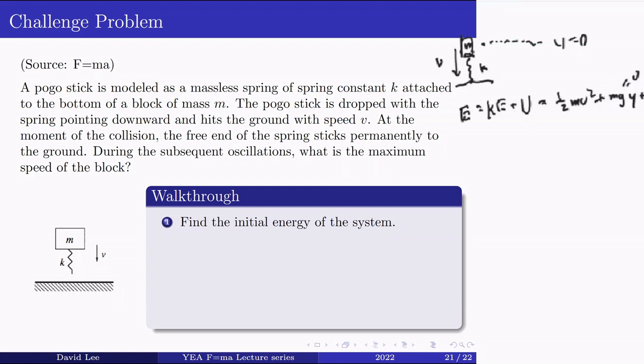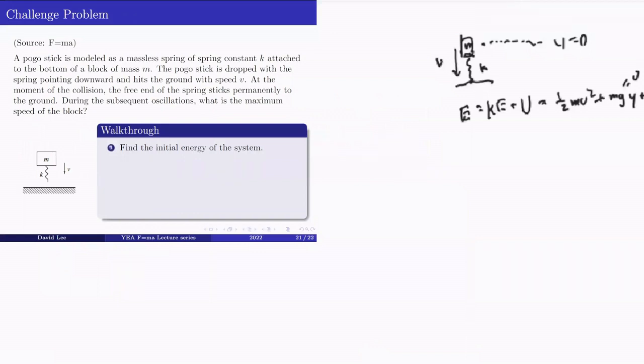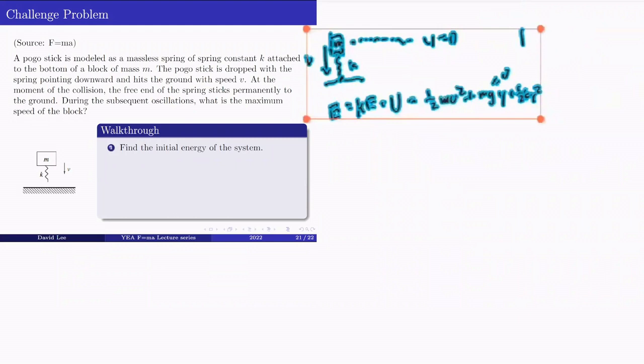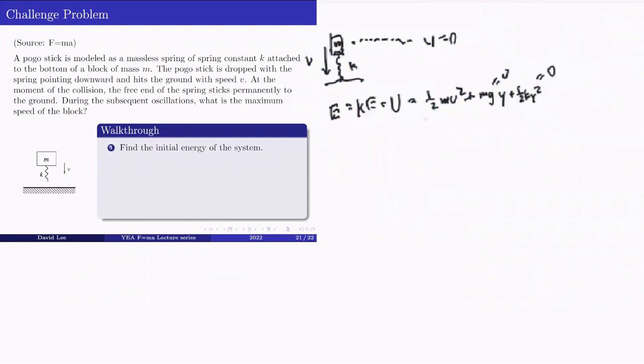And there's 1/2 ky squared spring potential energy. But this is also equal to 0 because y is still 0. So what we end up getting is that the initial energy is just 1/2 mv squared. All right. Let's move to step 2.